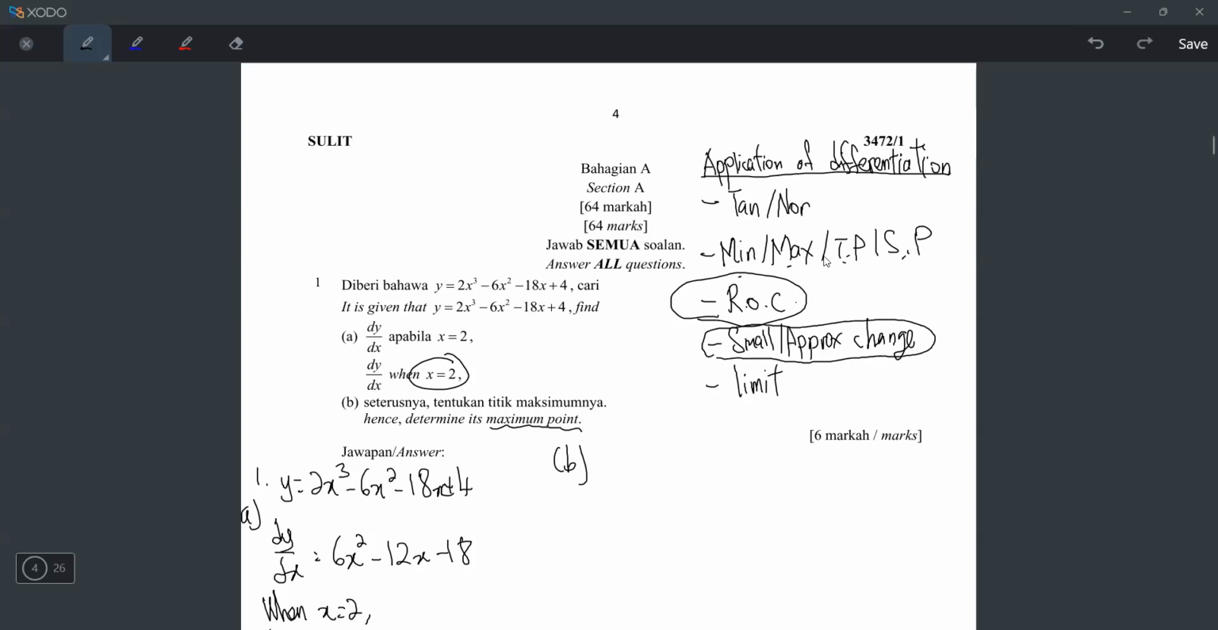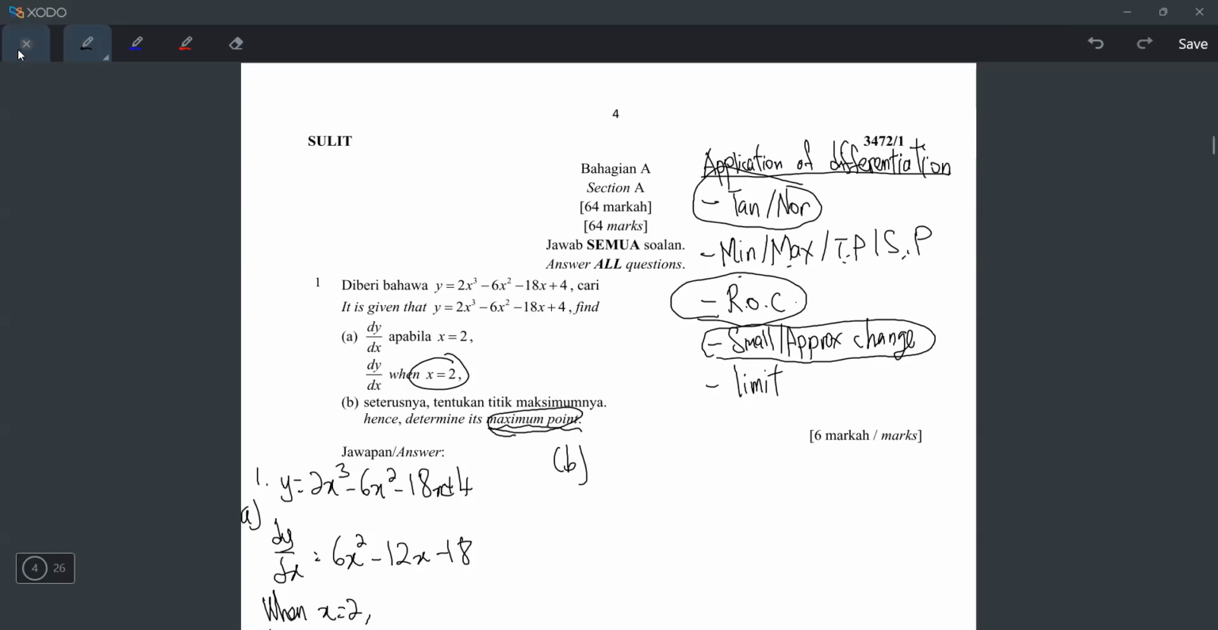So tangent normal is the one yang you kena tahu, like find equation, find gradient tangent, find gradient normal, that one lah. Okay. And then what about this one, minimum maximum turning point? This one in here lah. This is the one lah. In this paper, in the Pahang paper. So hence determine maximum point. So it's under this one lah.